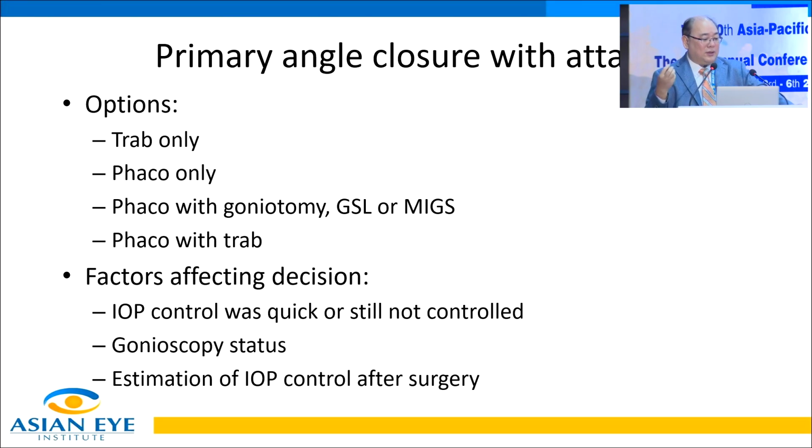So the factors affecting your decision are: number one, if you were able to control the IOP quickly, then there's a good chance that the TM is still functioning. So you might just need to do a phaco. But if still uncontrolled and very high, then you kind of need to find a way to solve this synechia. So the gonioscopic status is important, and your estimation of IOP after surgery is important.